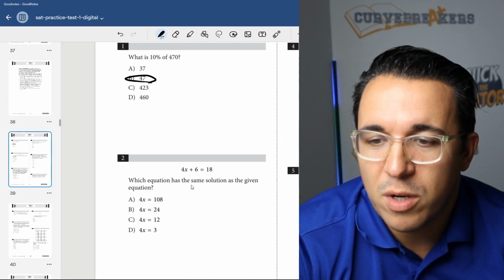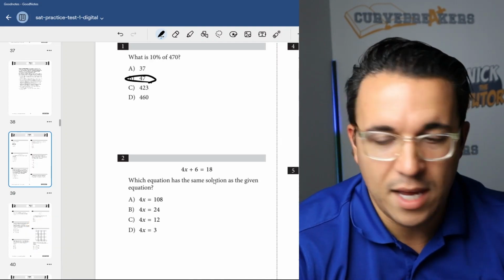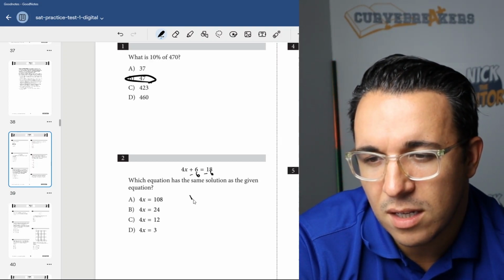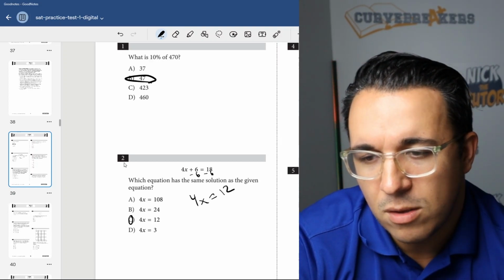Number two, which equation has the same solution as the given equation? So here, let's see, I'm gonna subtract 6 and get 4x equals 12. So I'm gonna go with C there.